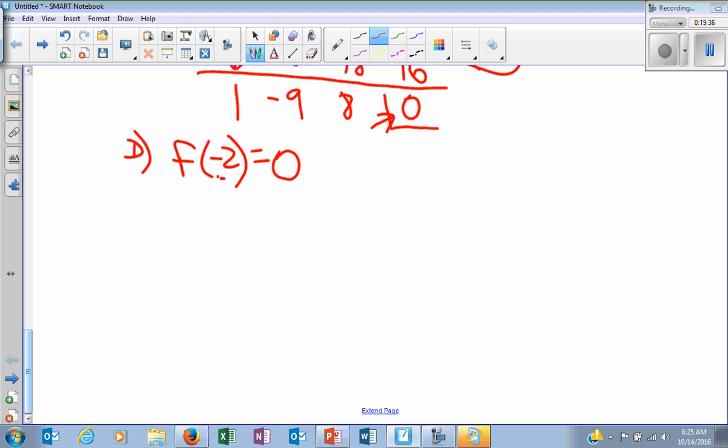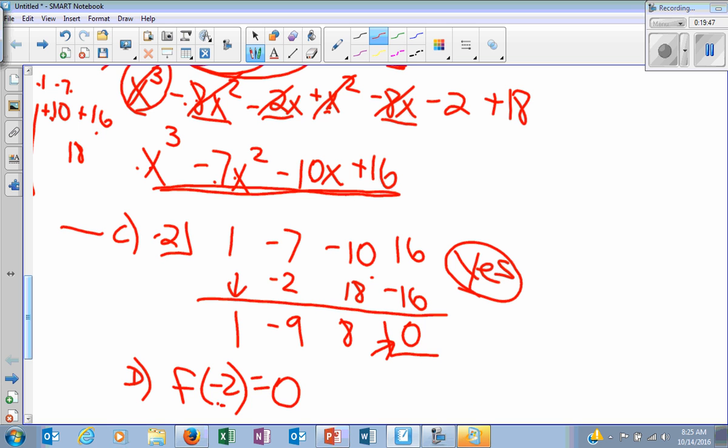Now, the last part, E, says completely factor it. Well, what do I know is one of my factors? What did I just prove right here that one of my factors is? No. That's what we've got to stop doing. Negative 2 is not a factor. Negative 2 is the root, which, yes, helps me find the factor, but those two are not synonymous.